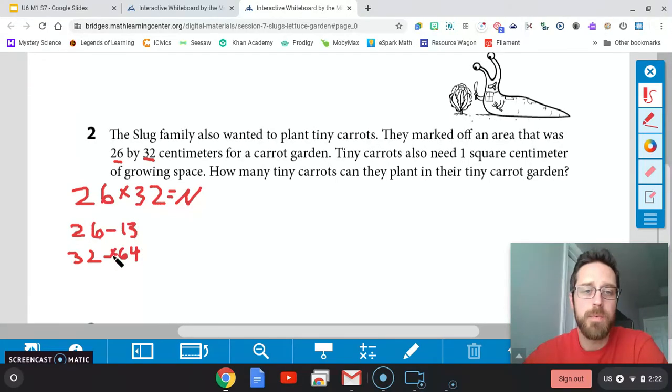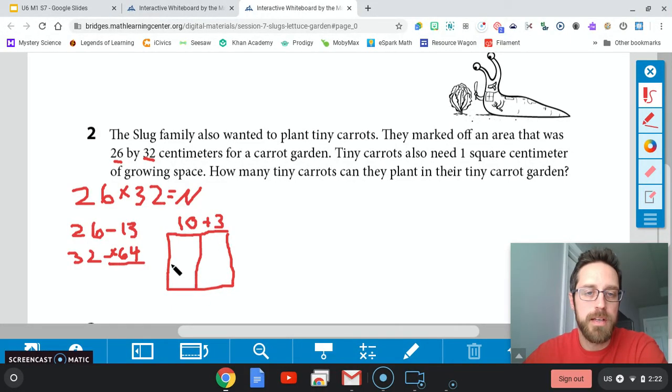Then I have to figure out what is 13 times 64. That's not a basic math fact, so we have to go back and use one of our other strategies too. In this, I would probably use the area model and set up a 10 plus 3. 13 in expanded form is 10 plus 3, and 64 in expanded form would be 60 plus 4.